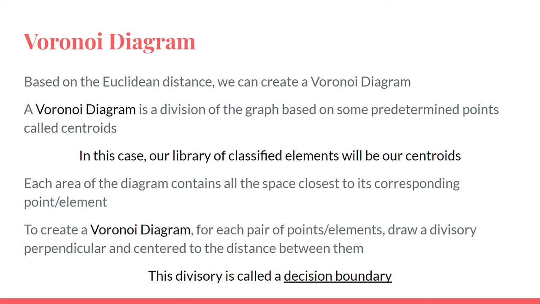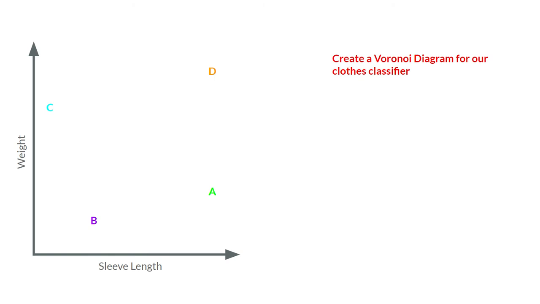To create a Voronoi diagram, we take the centroids 2 by 2. For each pair, we draw a divisory between the two centroids that is centered and perpendicular to the distance between the two. This divisory is called the decision boundary because it divides the graph in two, the points closer to one centroid and the points closer to the other. It will be easier to understand from an example.